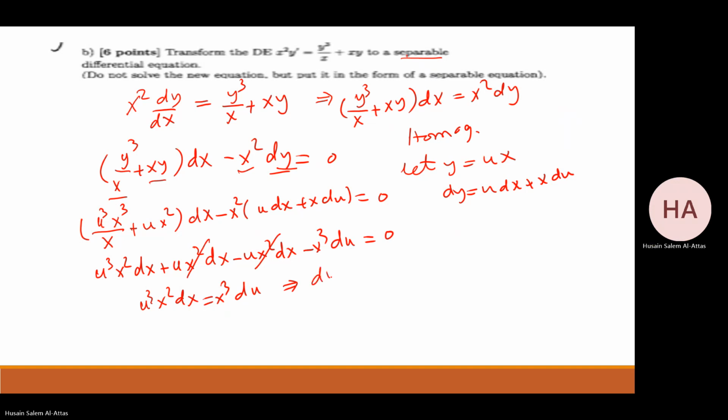Du over u cubed equals what? Divided by u cubed, here dx over x, which is simple. Okay, solve this equation. I need to figure out what this is. It seems to me Bernoulli.